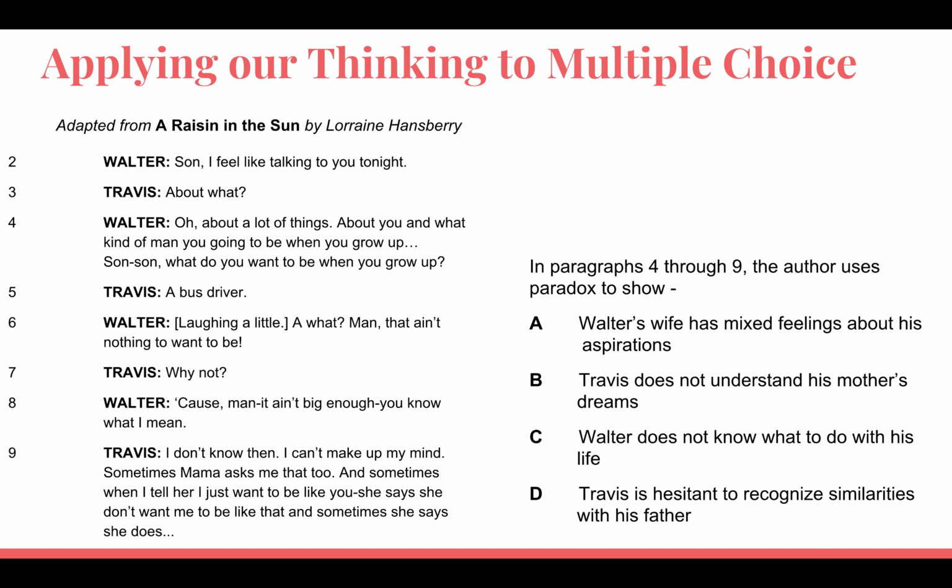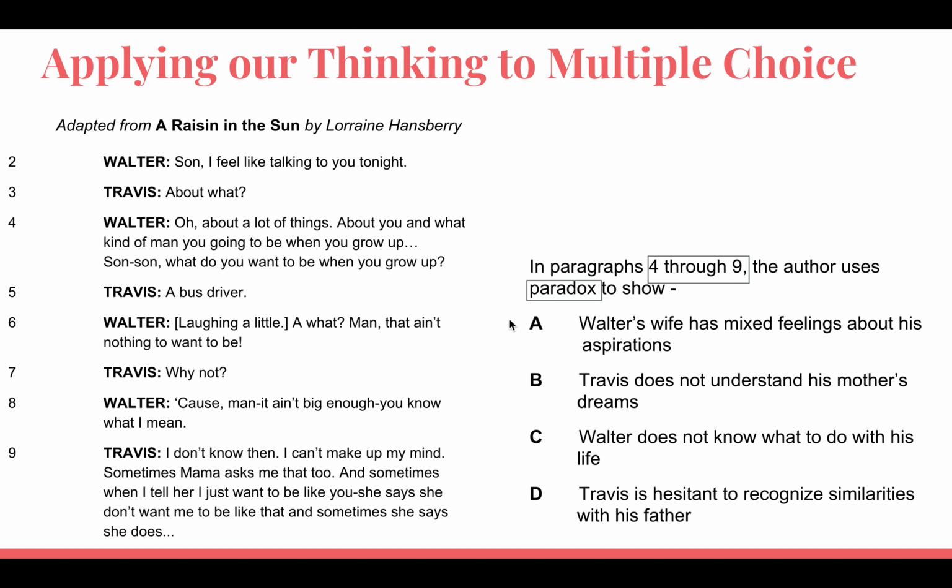Okay, welcome back. So now we're going to look at some multiple choice. The first two multiple choice questions are actually from the mock ACPs that you took last week. So one is from the regular ACP and one is from the pre-AP ACP, but we're going to look at both of them. All right? So the first one is adapted from A Raisin in the Sun, and it's a play. And the question says, in paragraphs 4 through 9, the author uses paradox to show.